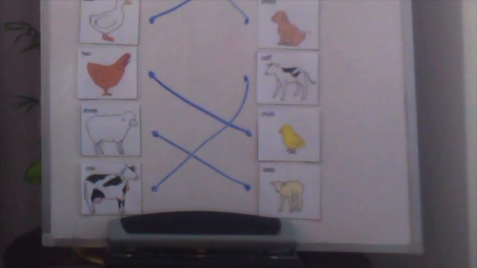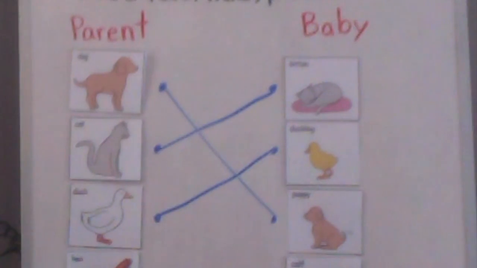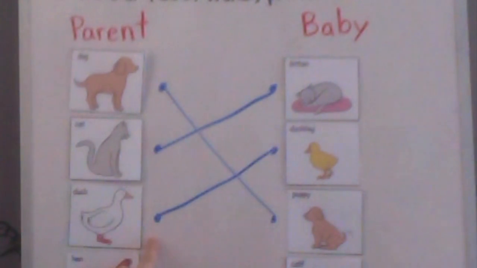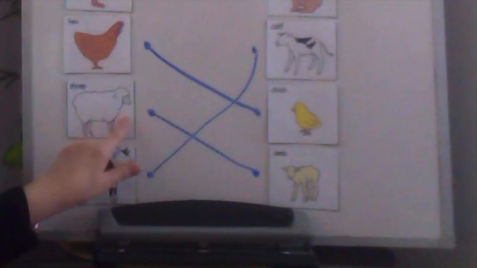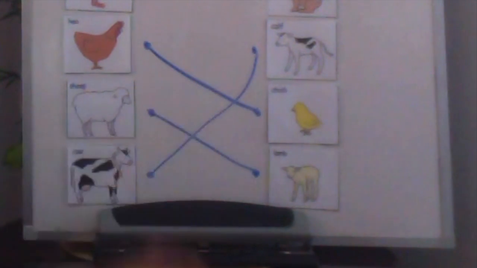So let's go over it one more time. A dog has a puppy, a cat has a kitten, a duck has a duckling, a hen, which is a chicken, has a chick, a sheep has a lamb, and a cow has a calf.